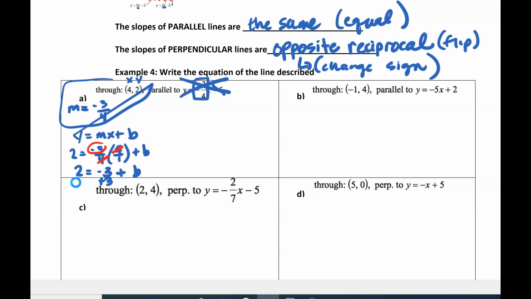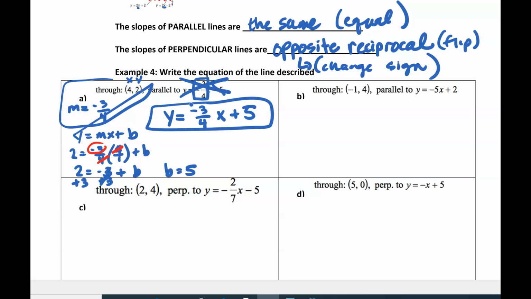I'm going to add 3 to both sides to get b by itself, and you end up getting b is 5. So our y-intercept is 5, our slope is -3/4. So now I'm going to write my equation, because that's what I was asked to write an equation of the line described. So the answer is going to be y equals -3/4 x plus 5.